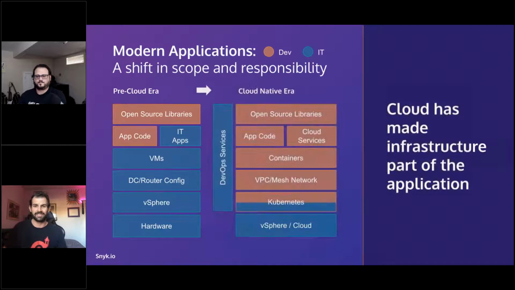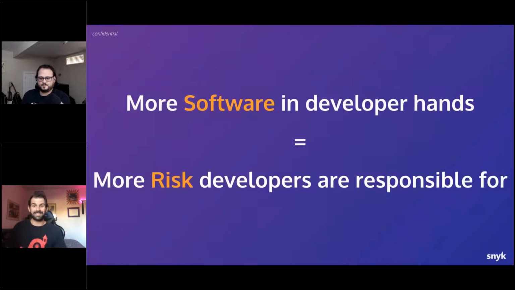Fast forward to how this has changed in the cloud. Developers now are not only responsible for the code of their applications and the open source packages, but also they're packaging these apps into containers. They're defining the infrastructure where these applications will run as code. And all of this is facilitated by DevOps services and pipelines such as CircleCI. So what does this mean? Net, it means that the more software we're putting into developers' hands, the more risk they're responsible for.